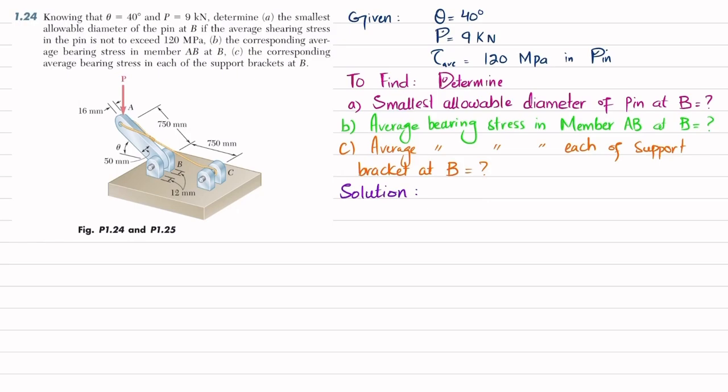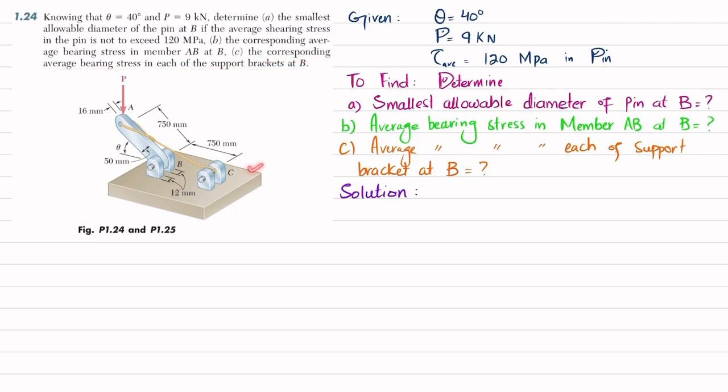Welcome back. Problem 1.24. The statement is: knowing that theta is 40 degrees and P is 9 kilonewton, determine the smallest allowable diameter of the pin at B if the average shearing stress in the pin is not to exceed 120 megapascal. In part B, the corresponding average bearing stress in member AB at B, and in part C, the corresponding average bearing stress in each of the support brackets at B.